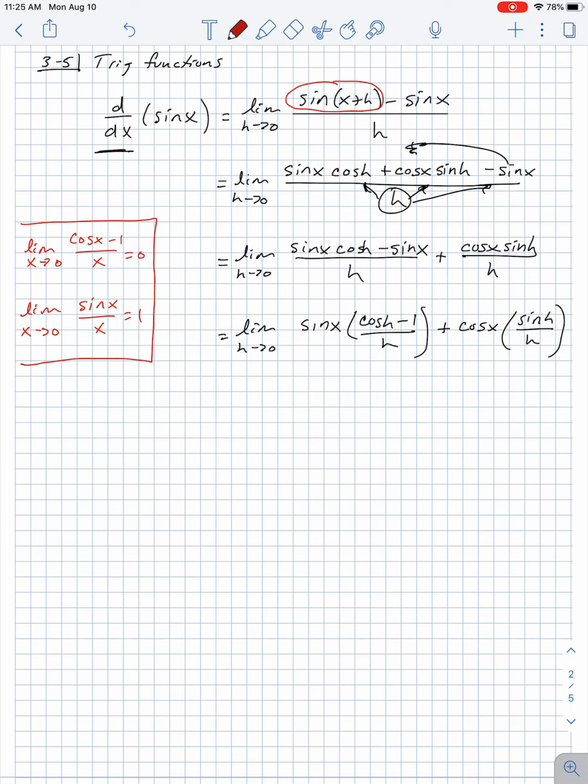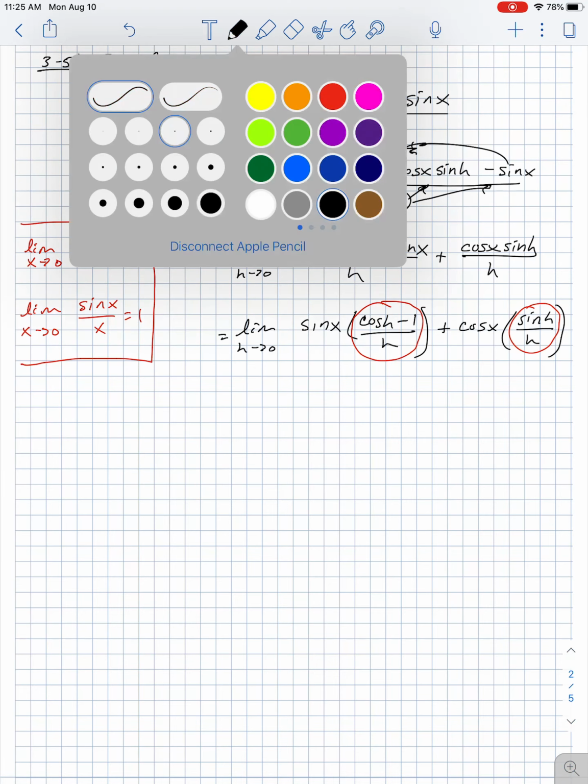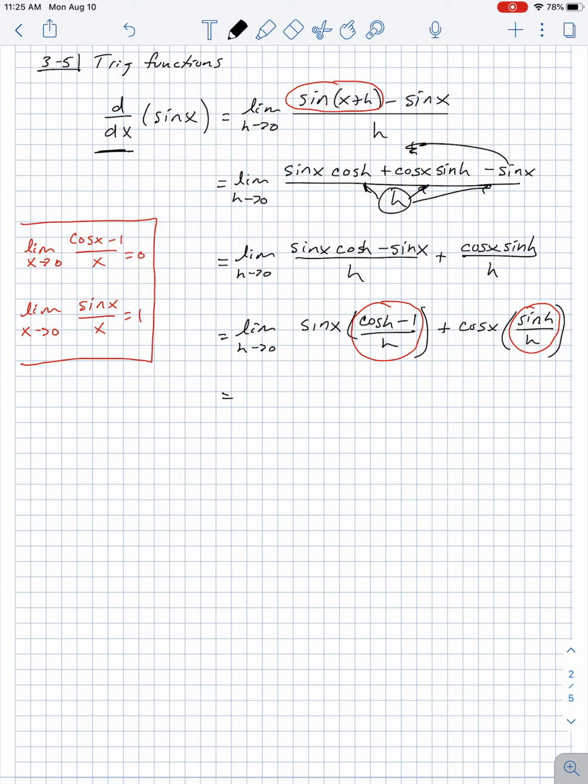So a lot of times, the reason they're good to memorize is if you can create those in your limits, then that gives you some automatic numbers you can plug in. Look at what I'm looking at right here and right here. Those are those two limits. So I can actually take the limit of those, and this sine x doesn't have an h in it. So the h doesn't get plugged in here at all because it's in terms of x. So this just stays as sine x when I take the limit.